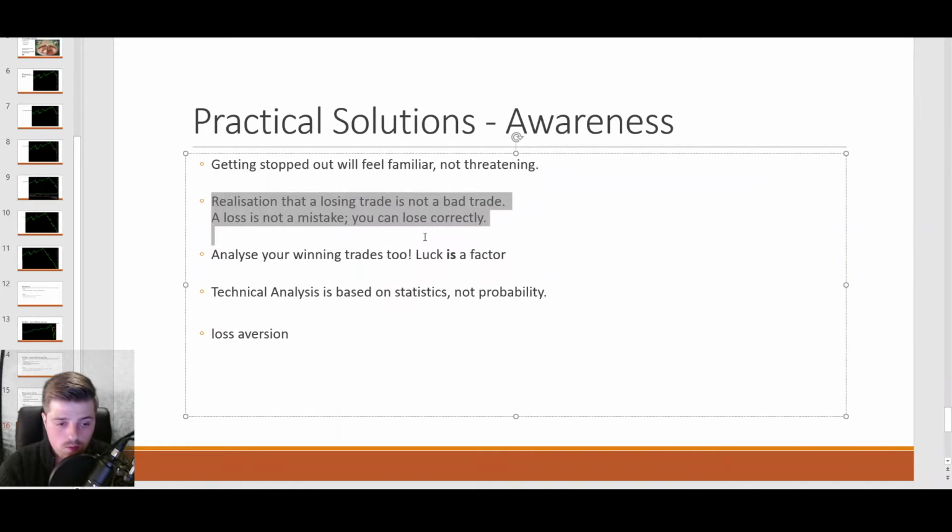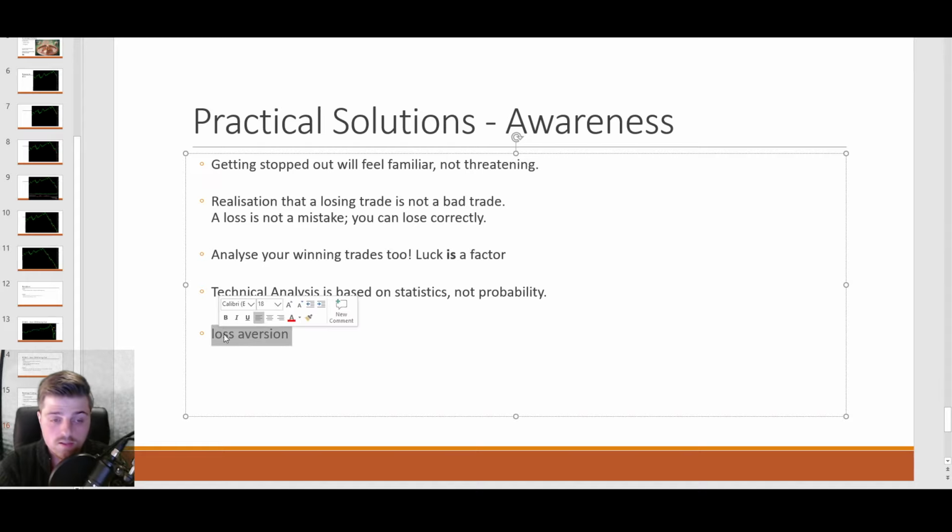So once you get comfortable with being aware of your psychological state, you won't be so averse to losses. Like I said before, it'll feel familiar. And the more familiar you are with losses, the better it'll be. And this is why I focus so heavily on risk aversion.